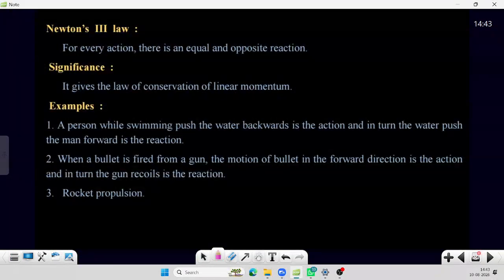Next one, Newton's third law. Newton's third law is what? Action reaction. Action reaction force. Yes. So action reaction, which is Newton's third law, gives the law of conservation of linear momentum. Right. Now let's talk about what the law of conservation of linear momentum is.